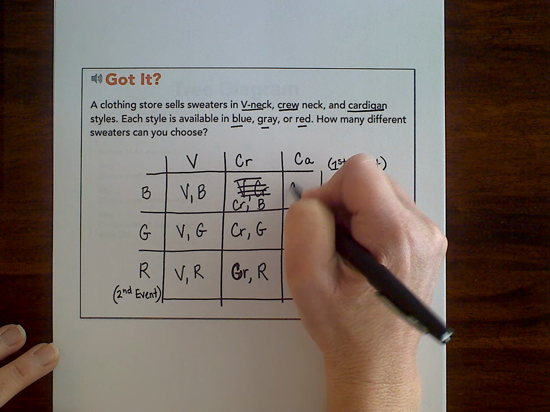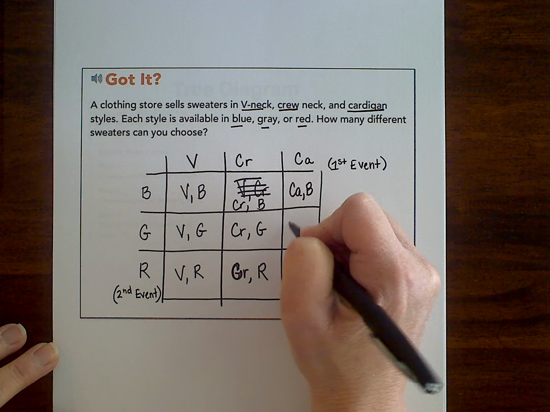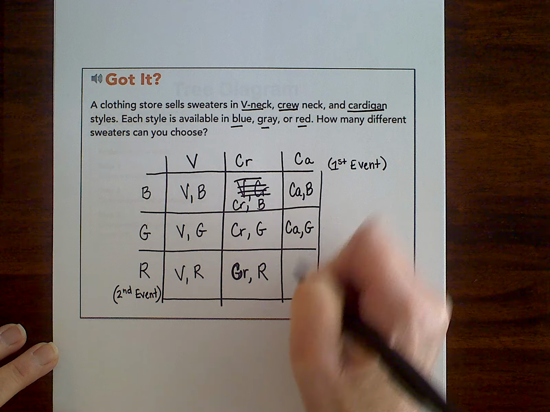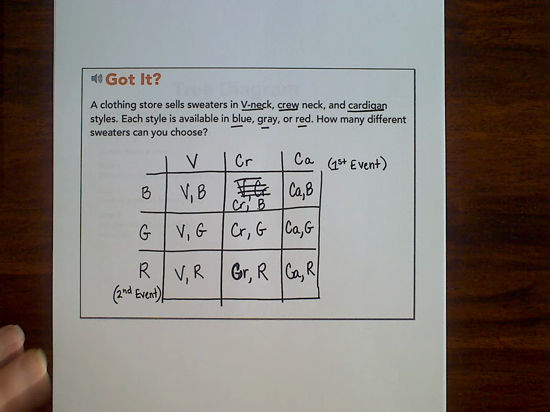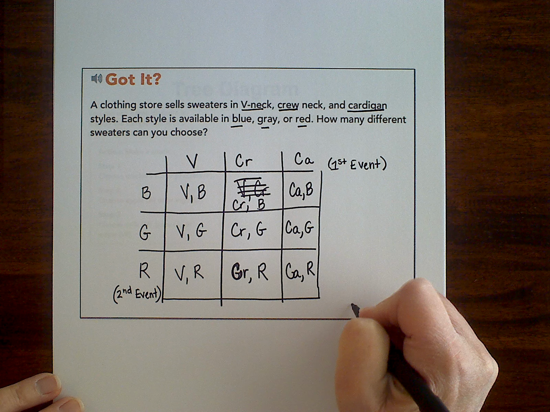And then cardigan, blue, cardigan, green, cardigan, red. And how many total outcomes? We have 9 outcomes.